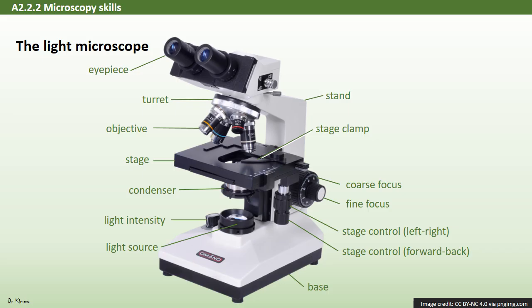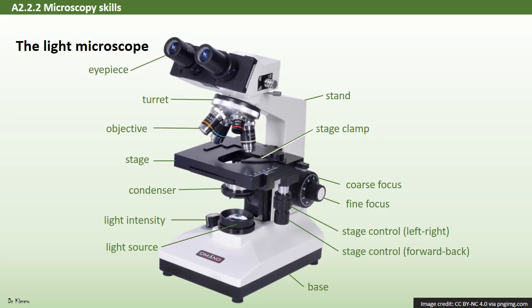On the right side, from top to bottom, you have the stand, and the stand and the base at the bottom, those are the parts that you should grab when you move a microscope. So don't grab the eyepiece, don't grab the objective turret, the stage, anything else, just the stand and the base.